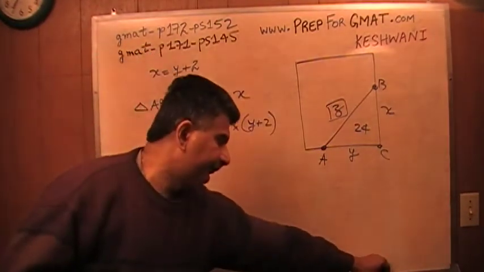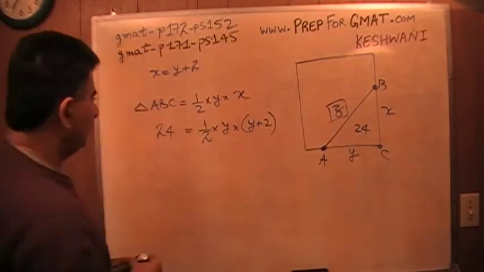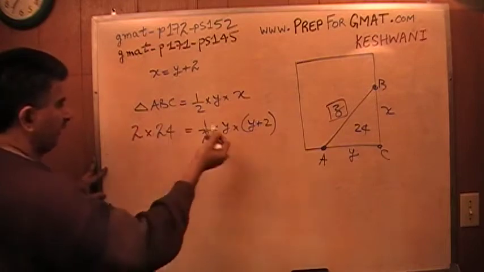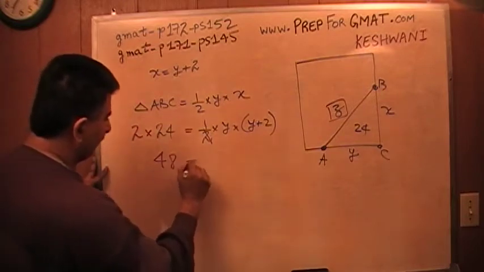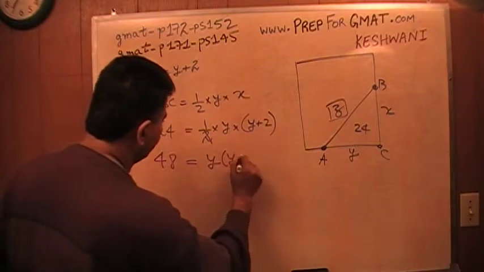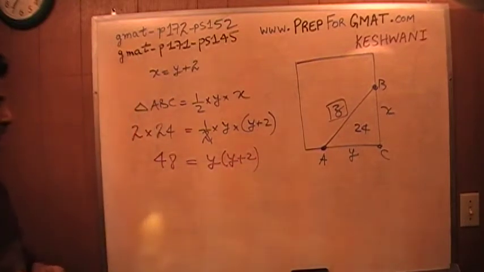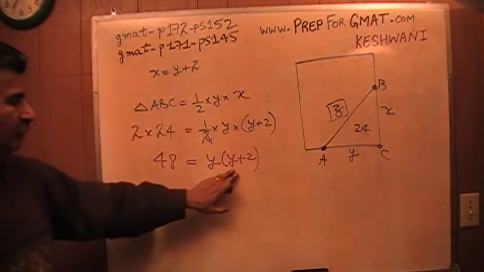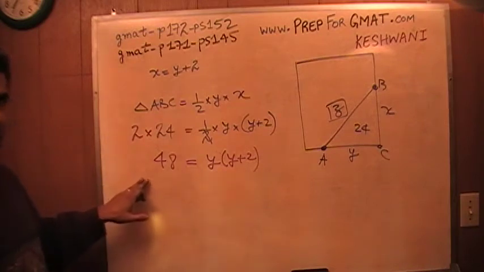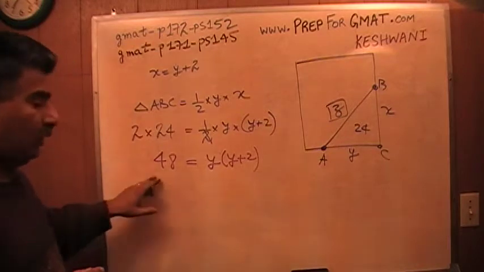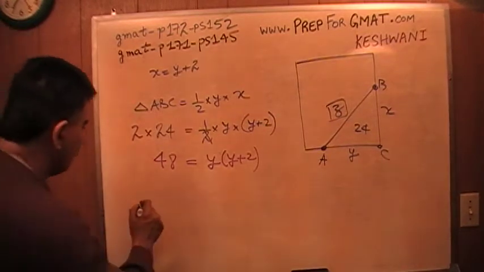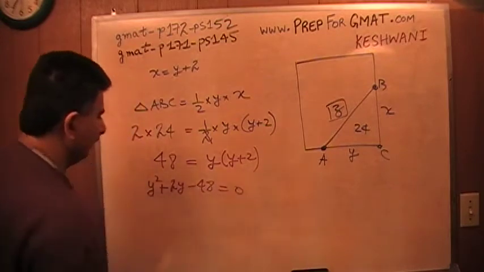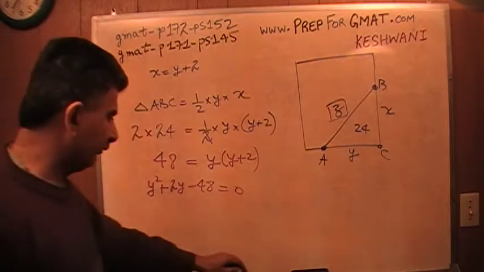Let's continue then. How do I get rid of this 2? Multiply both sides of the equation by 2. I end up with 48 equals y times y plus 2. Now, when you get up to here, you could open the parentheses and get y squared plus 2y, and set it up as a standard quadratic equation. For those of you who know what I'm talking about, you could set it up as y squared plus 2y minus 48 equals 0, and then factorize and solve. You could do all of that.